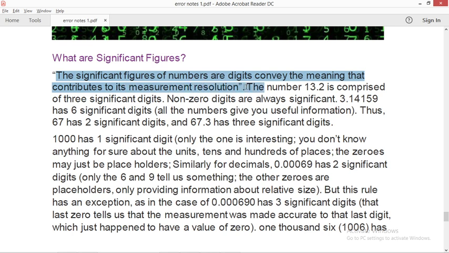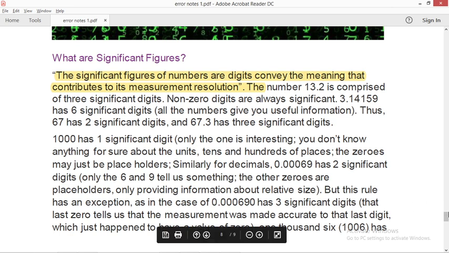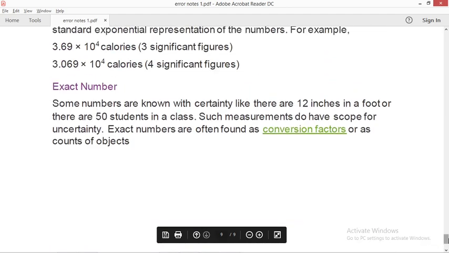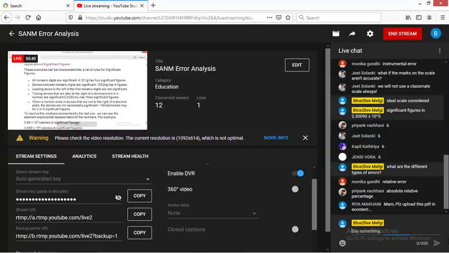So Monica Gandhi was asking this question. Here's the answer to that. The significant figures of numbers are digits that convey the meaning that contributes to its measurement resolution. And that is it. This is all we did today.